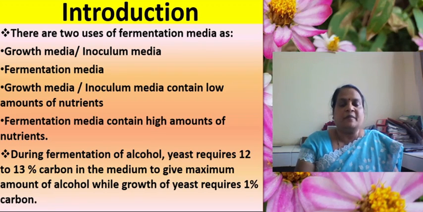During fermentation of alcohol, yeast requires 12 to 13% carbon in the medium to give maximum amount of alcohol, while growth of yeast requires 1% carbon. Suppose you just want the growth of yeast cells, then you can add only 1% carbon source in the medium, because only growth is required. The yeast cell should multiply. That is our purpose. But when you want the yeast cell to produce alcohol, then you have to increase the amount of carbon source to 12 to 13%, so that you will get maximum production of alcohol.